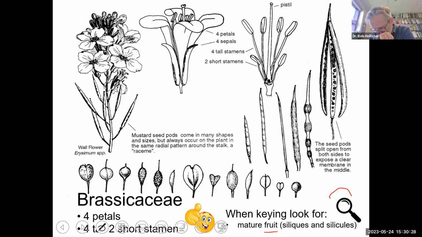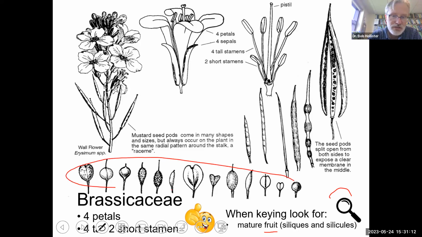Usually, if you're keying out a plant and it's a flowering plant, you need a flower. If it's a fern, you need spores, right? If it's a gymnosperm, you need cones, right? So sometimes with flowering plants, though, instead of flowers, you actually need fruit. So in this case, for Brassicaceae, you really need the fruit. Sedges, Cyperaceae, you really need the fruit to key them out. The flowers look pretty similar. The Brassicaceae, all the flowers look about the same, so you really need the fruit.